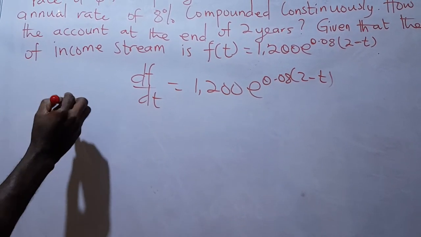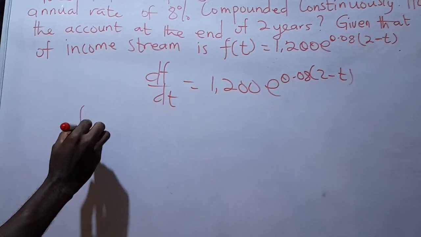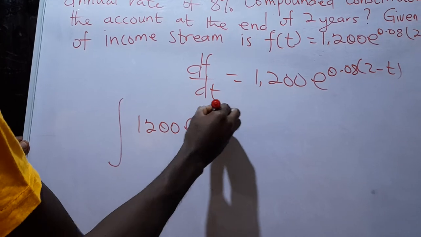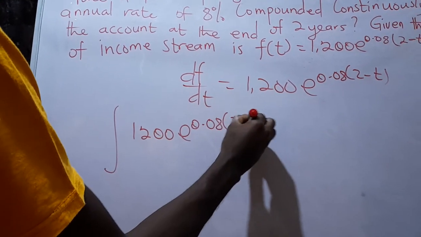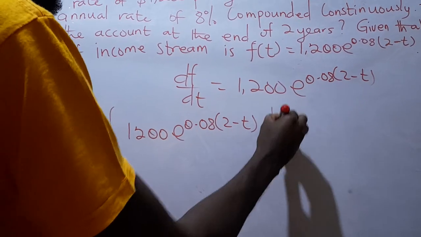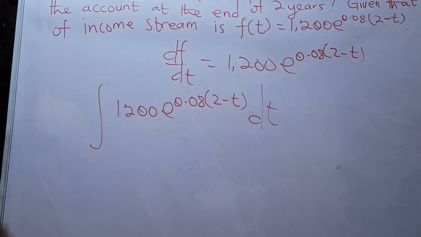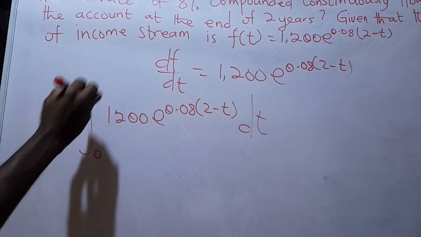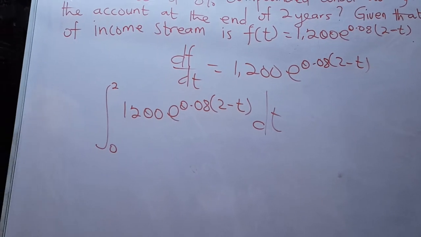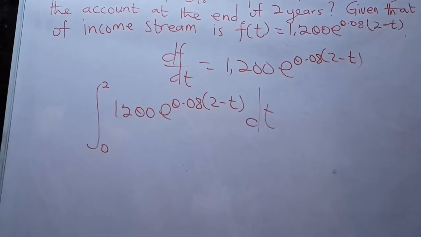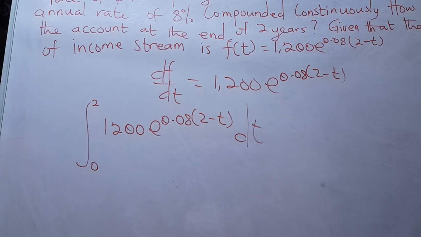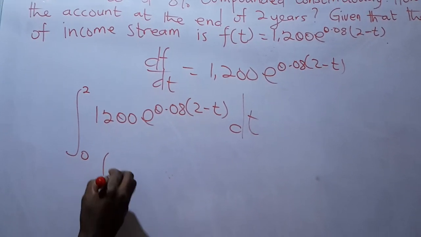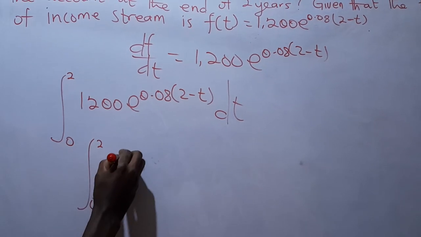So we say that the future value in the account will be the integral of 1,200 e exponent 0.08 bracket 2 minus t dt. And remember, it's for 2 years, spanning from 0 years up to the second year. So this is a definite integration. We need to solve this. Now we can polish this. So we have the integral spanning from 0 to 2.